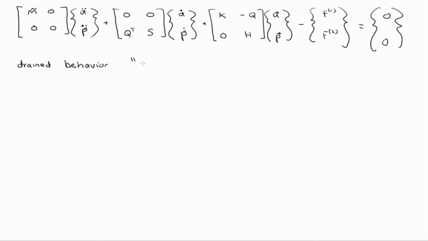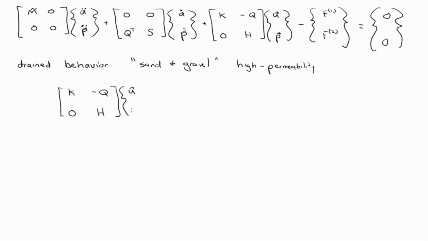So drained behavior is a good approximation for sands and gravel, or anything that has a high permeability. In this case, the fluid flows through the matrix quite easily, and so this is called the drained behavior. And in that case, we can simplify the equations like this.